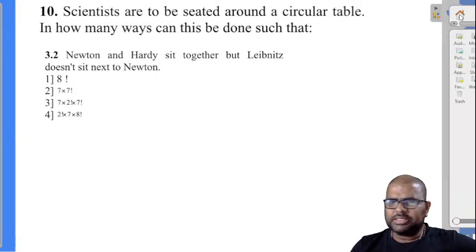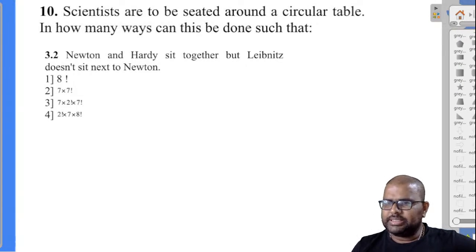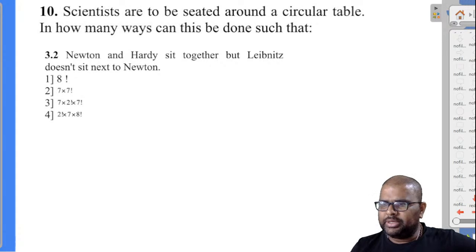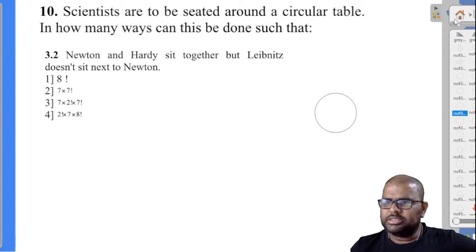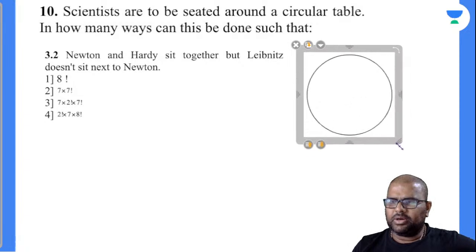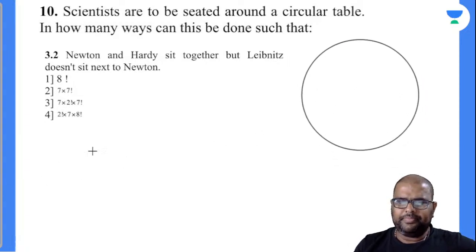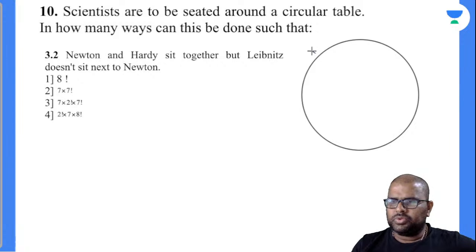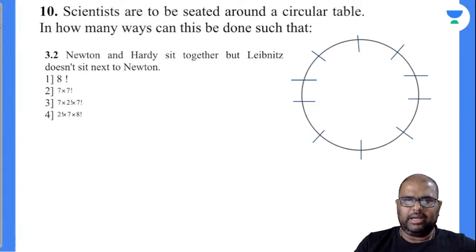So what is the question asked? Newton and Hardy sit together, but Leibniz does not sit next to Newton. Okay, it's an easy question. First of all, let me draw it. This is a circular table. 1, 3, 4, 5, 6, 7, 8, 9, 10. Okay, done. Let's come to this.